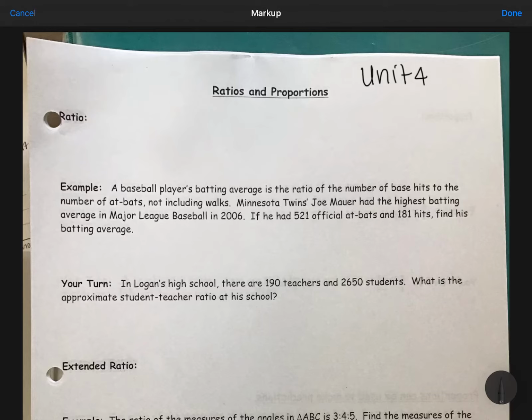And so let's first just talk about what a ratio is. A ratio is a comparison of two quantities using division.